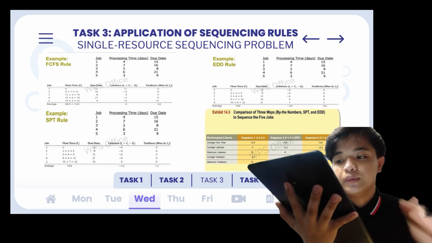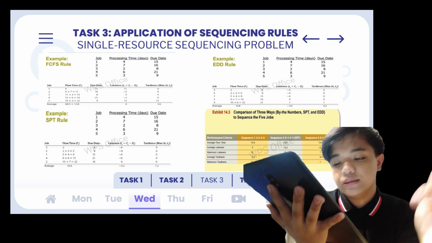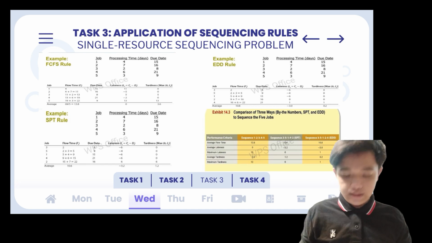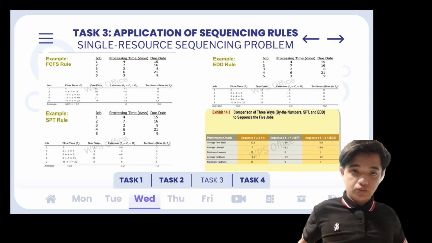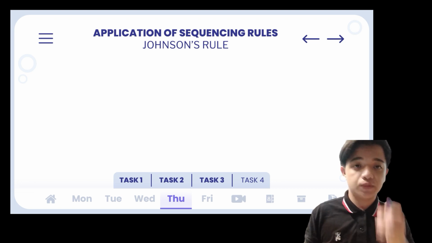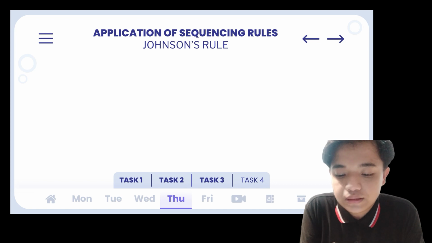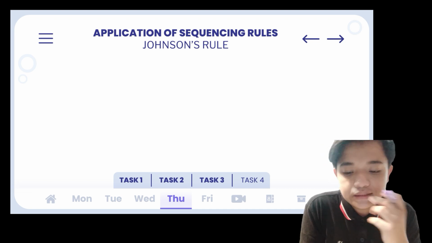So, ayan lang yung parang examples ng application of sequencing rules. Yan. So lastly, we are going to tackle about the application of sequencing rules using the Johnson's rule. Ito yung parang, di ba kanina na na-discuss natin about is the single resource.